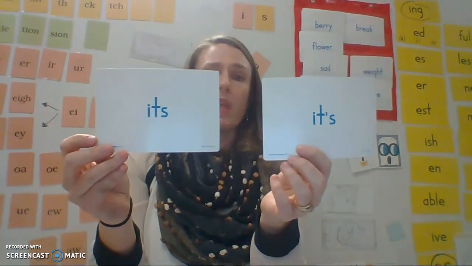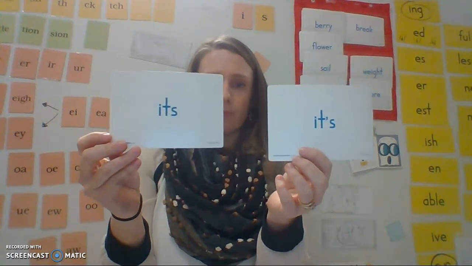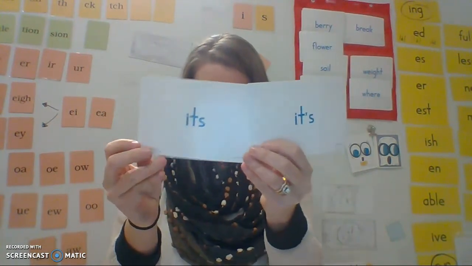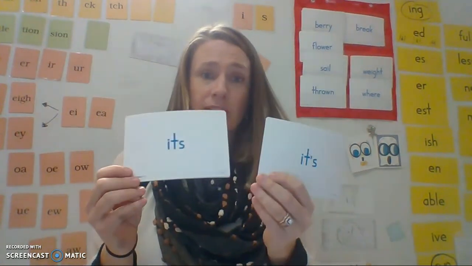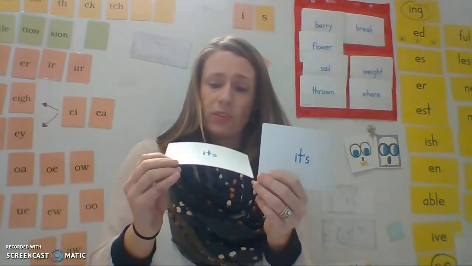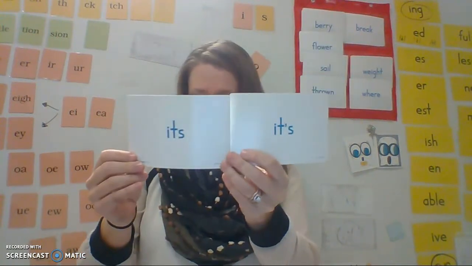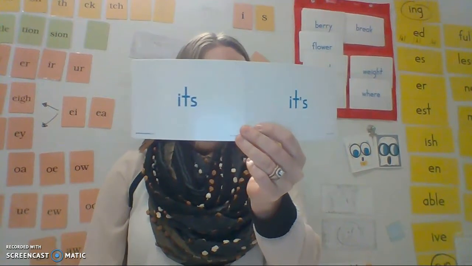Write it on your whiteboard. It's a beautiful day in the neighborhood. It's a beautiful day. Which one would it be? Well, does it sound right to say it is a beautiful day? Yeah, so it's the contraction. Okay.